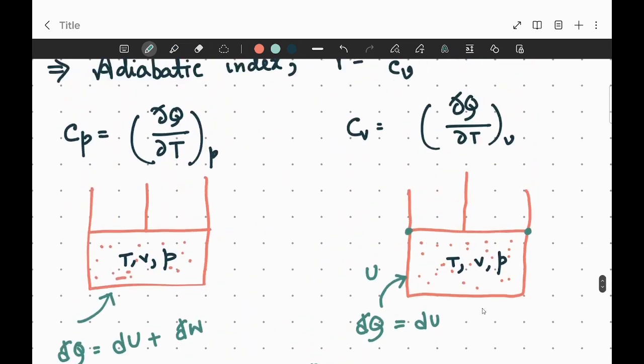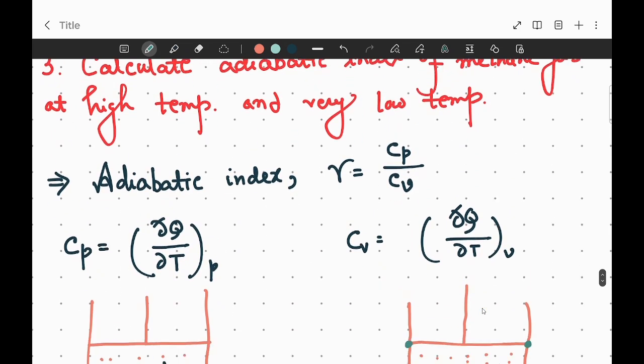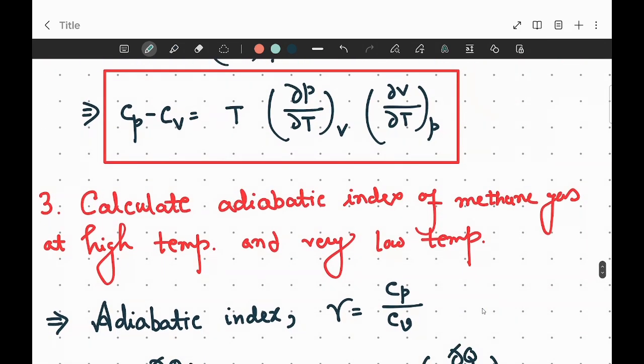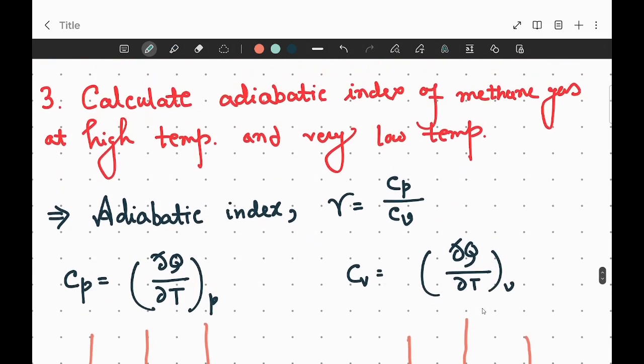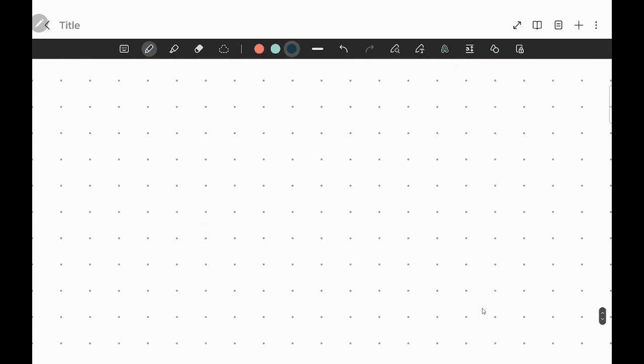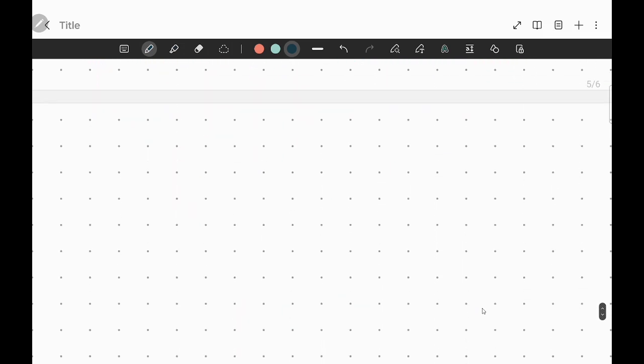Now what was our question here? Cp by Cv is there, and Cp minus Cv also we have in this lesson. We have to calculate that gamma for methane gas for very high and low temperature. Here we have to calculate it from our classical thermodynamics, means equipartition theory. Then you will do it from statistical.